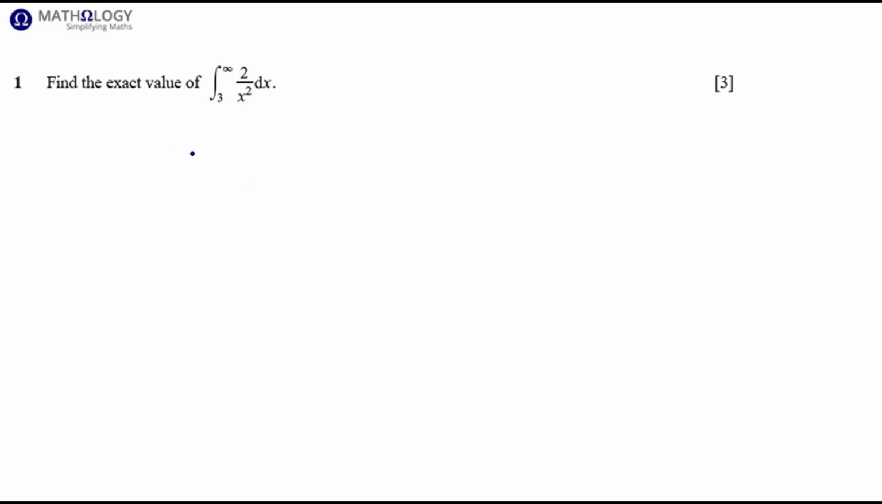Find the exact value of the integral from 3 to infinity of 2 over x squared dx. Since we have an improper integral, we are going to express the integral as the limit as b approaches infinity of the integral from 3 to b of 2x to the minus 2 dx. So that is the limit as b approaches infinity.